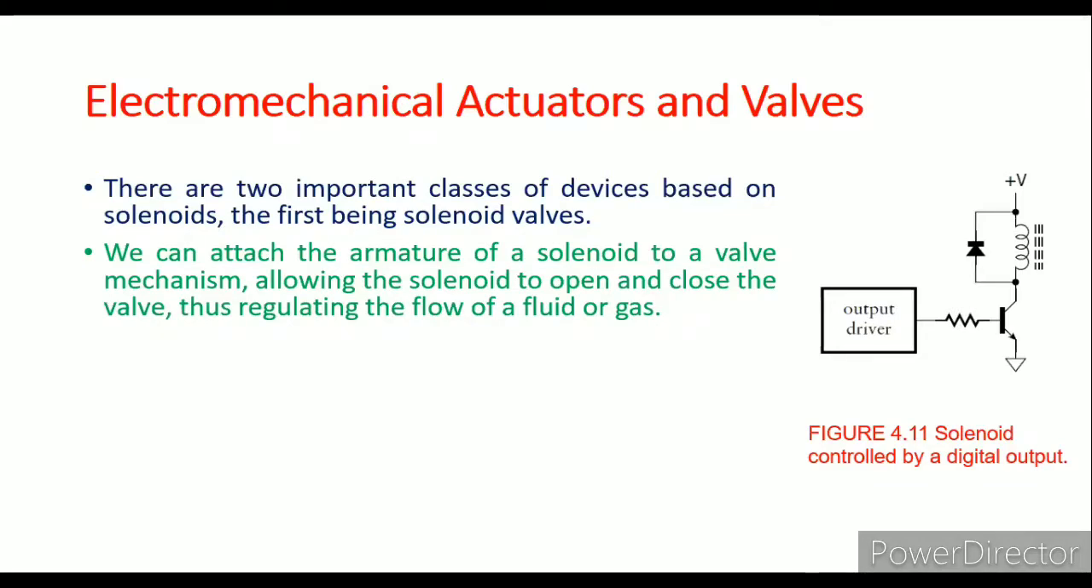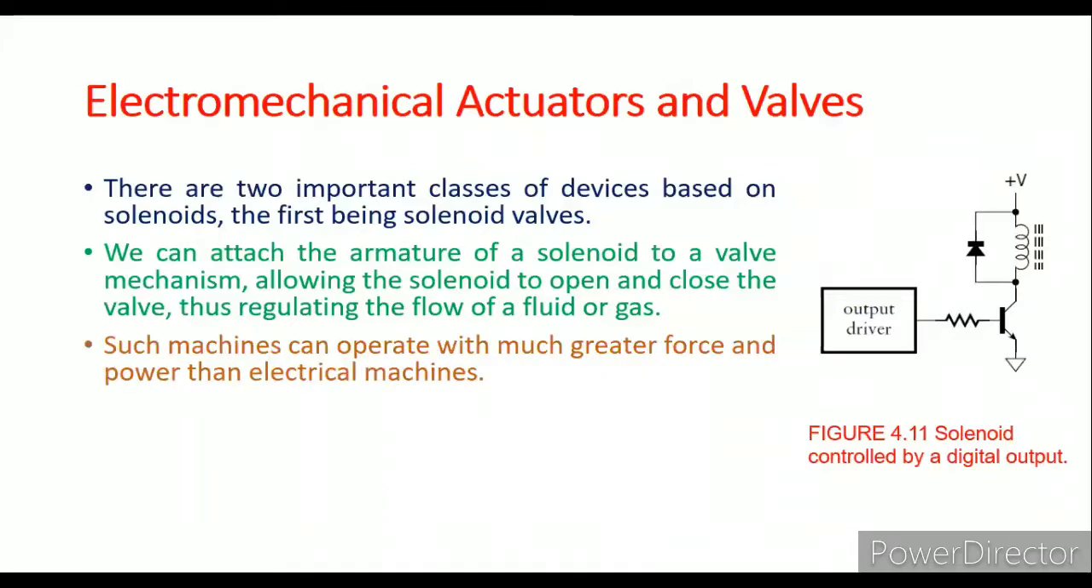When dealing with chemical factories or gas, we have seen that many chemical factories emit poisonous gas into the environment, and we have seen global warming. We can control how much gas has to be sent to the environment, because that is an industrial standard parameter the industry has to maintain. To control the flow of a gas or a liquid, that is done with the help of a mechanical system called a solenoid. In the same way, such a mechanism can operate with much greater force and power than an electrical machine. That's why we are going to use the mechanical system.